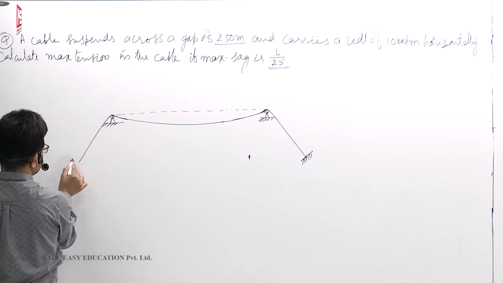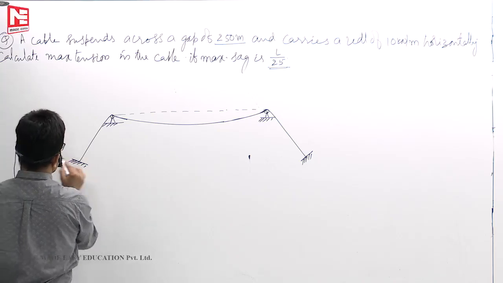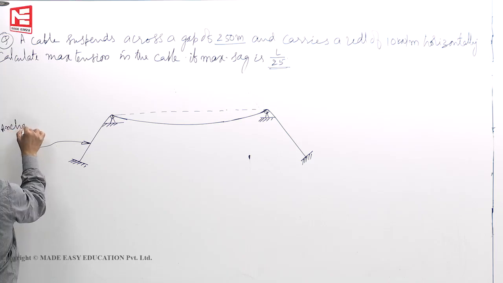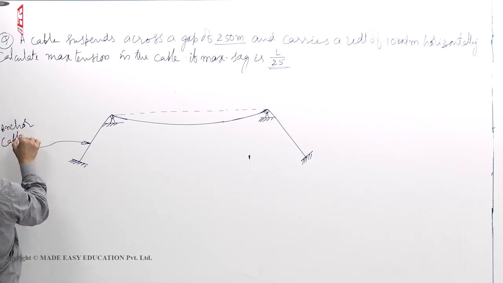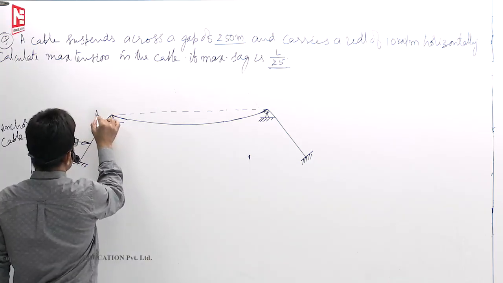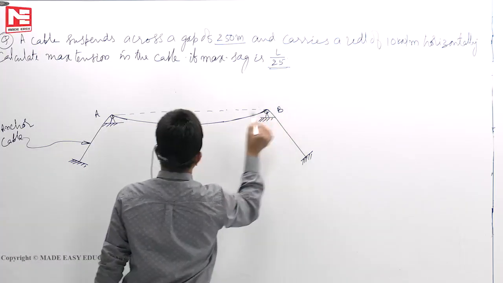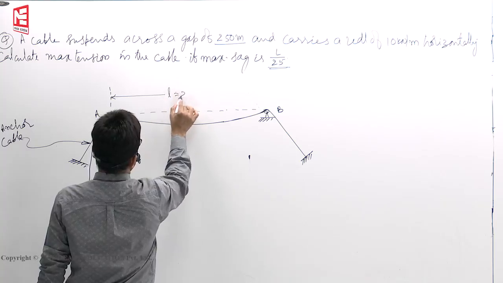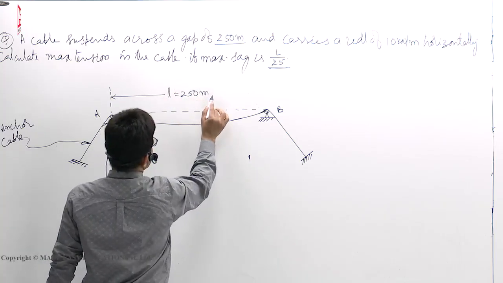Like this it will come. This cable we also call the anchor cable. That is also the same. These points let us say A, B. Its span from here to here is L equal to 250 meters.